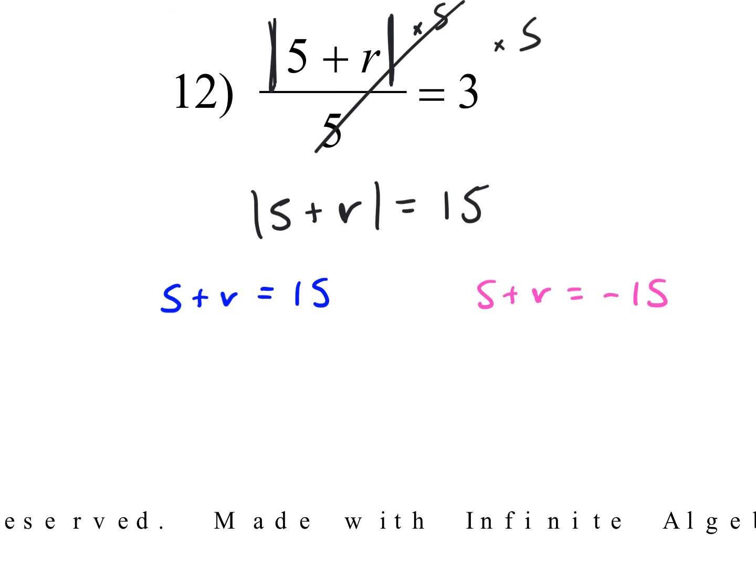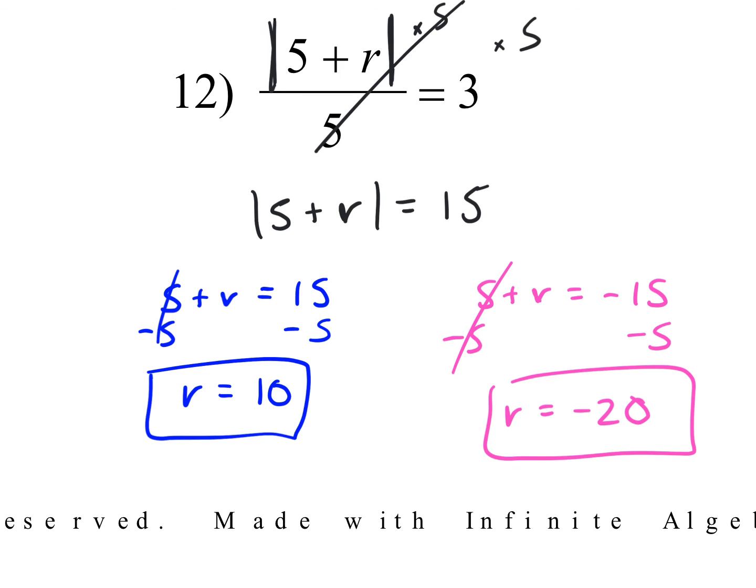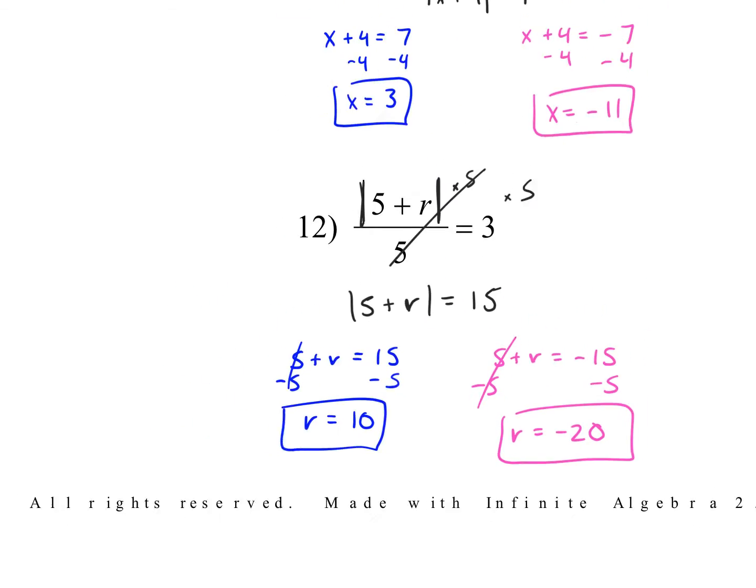Now, Grace, what can I do? Subtract 5. Awesome. Subtract 5. So r is equal to what? 10. So that's one answer. And then in the second one, what should I do? Subtract 5. So then what's r equal to? Negative 20. Awesome. And that's my second answer. So that's all the questions from homework.